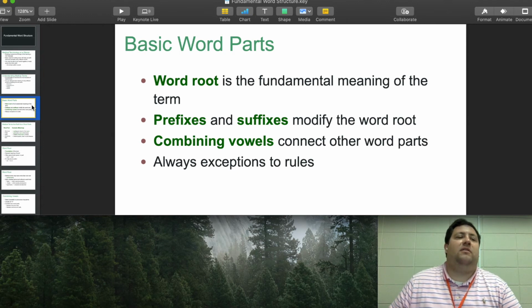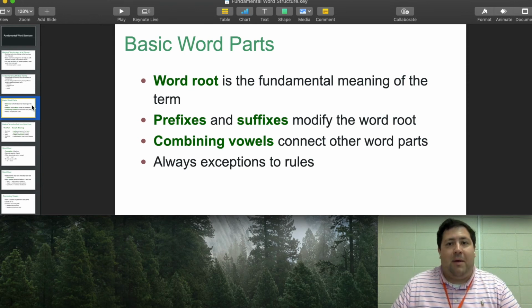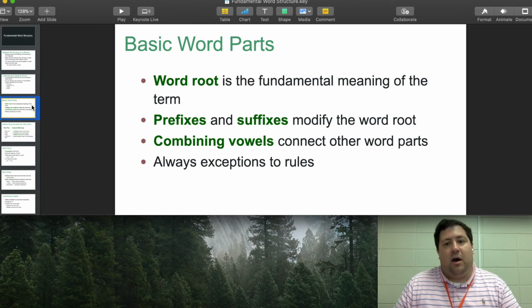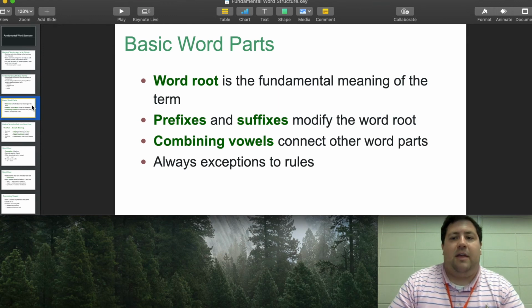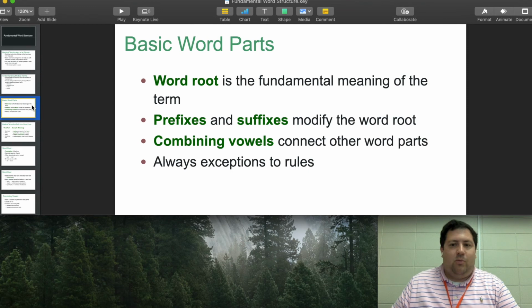Then you can see prefixes and suffixes are modifying that word root. You looked at the suffix gram, and we figured out that suffix meant picture. So by looking at the suffix, we knew that we were talking about a picture of the heart. And then the combining vowel in that word made it easier to say.